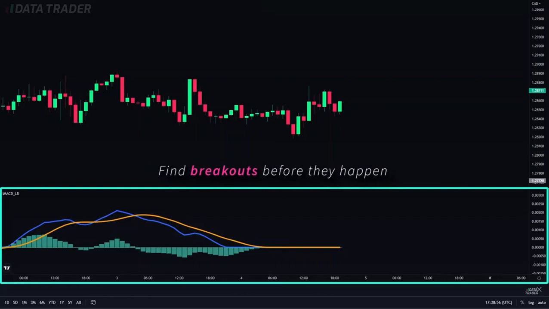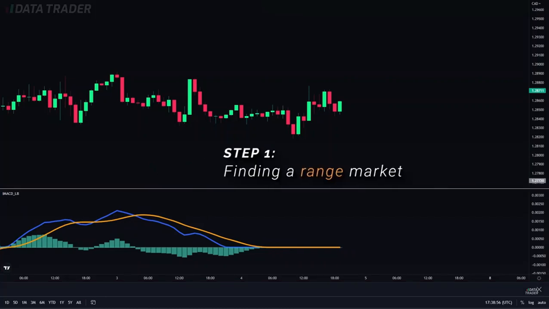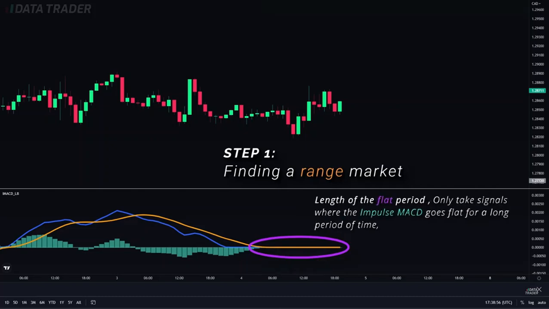So here's how you trade the strategy. The first step is finding a range market, and we can do that by waiting for the impulse MACD to go flat, as shown here. However, you also need to take into consideration the length of the flatness. Remember, we only want to use signals where the impulse MACD goes flat for a long period of time. We do this to ensure that we don't get a false signal, because the longer the market stays within a range, the higher the chance that a breakout would happen.